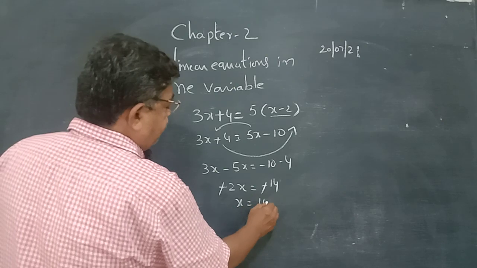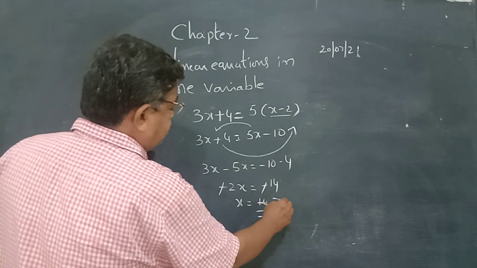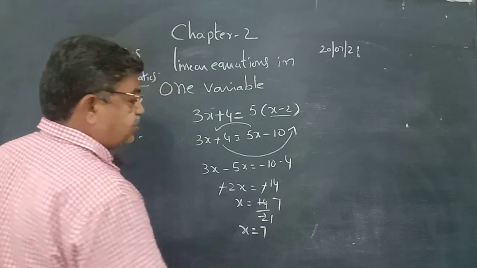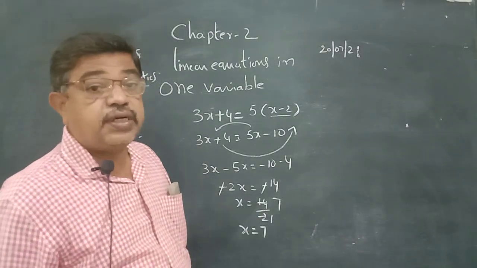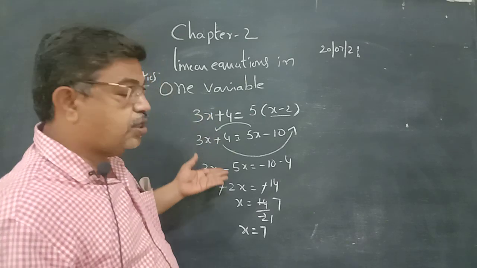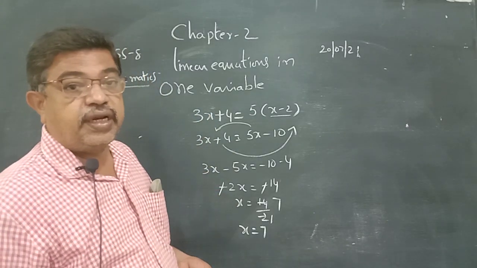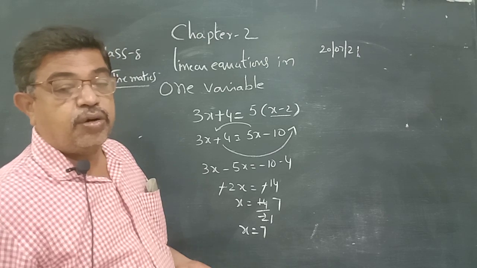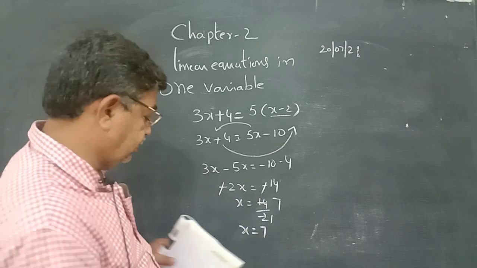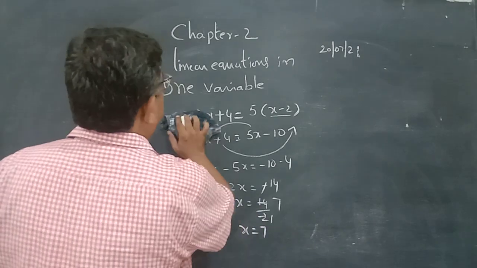x is equal to 14 by 2, 2 7s. So the value of x is equal to 7. So this is how we solve linear equations in one variable having variables on both sides of the equation. Next.